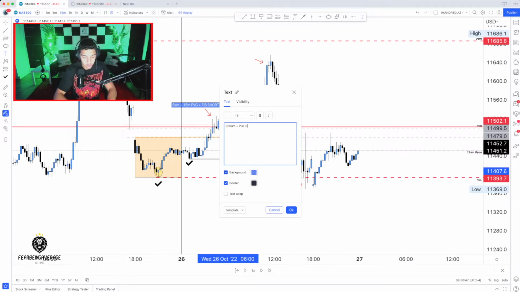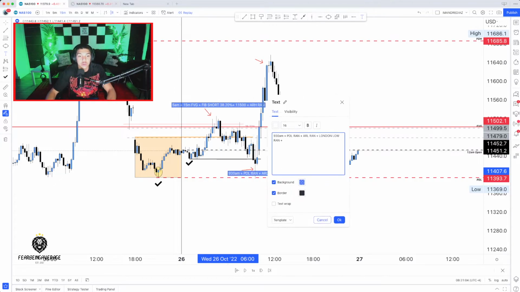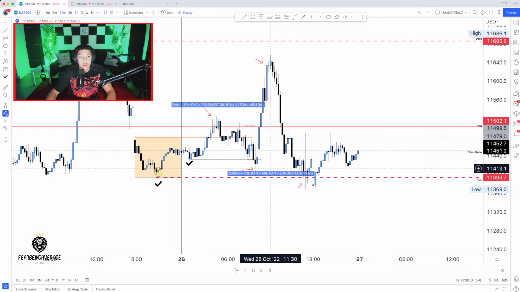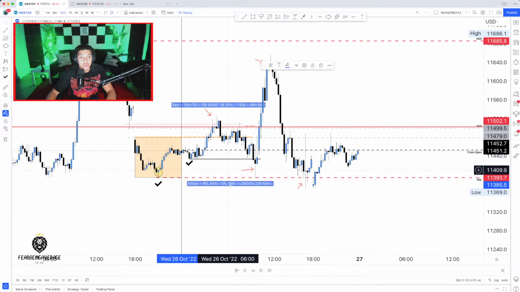Previous day's low ran, along with Asian range low ran, along with London low ran. A lot of lows got ran. That's why this area was so important. There was a lot of liquidity that it grabbed at 9:30. And also, you were below the 12 a.m. open right there.